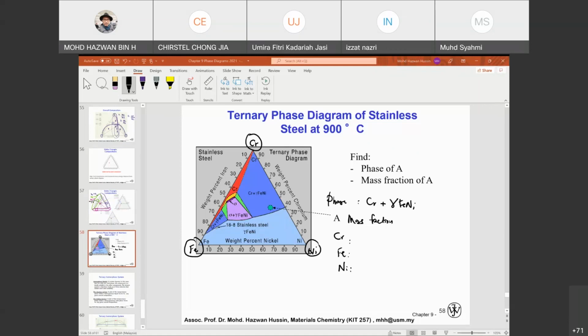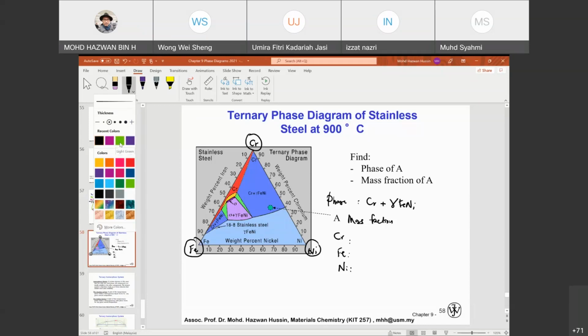Wong Wei Sheng, are you there? Yes, doctor. Okay. Wei Sheng, can you identify or maybe guess what will be the value for chromium? What will be the mass fraction of chromium? I'm not sure, doctor. Can you not see, or is it quite small?